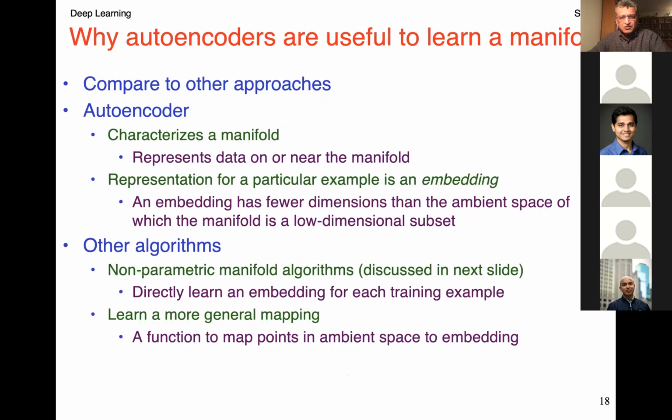So then why are autoencoders useful to learn a manifold? An autoencoder characterizes a manifold. It represents data on or near the manifold, right? So we want data to be on or near the manifold. If you have data away from it, then it does not belong to that particular set we were training on. The representation for a particular example is an embedding.